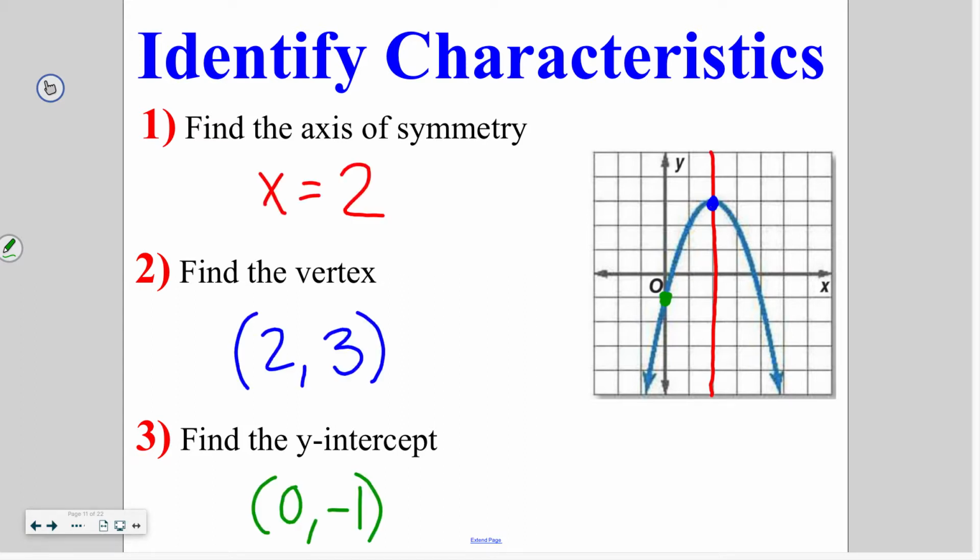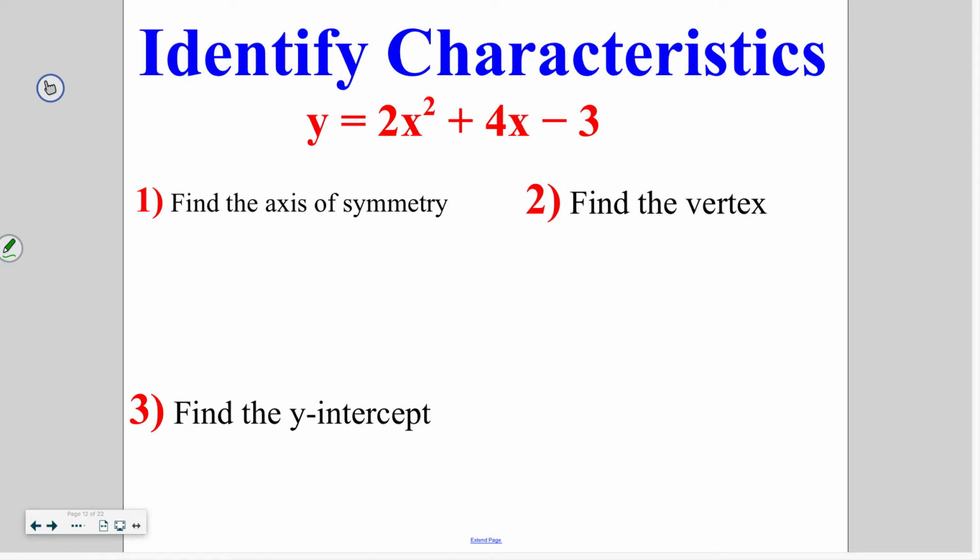That axis of symmetry is that x is equal to 2, vertex is at 2, 3, and the y-intercept is at 0, -1. We can also identify these characteristics based off an equation using the formula that we were given for the axis of symmetry. So our formula from slide 1 for the axis of symmetry was x is equal to -b over 2a.